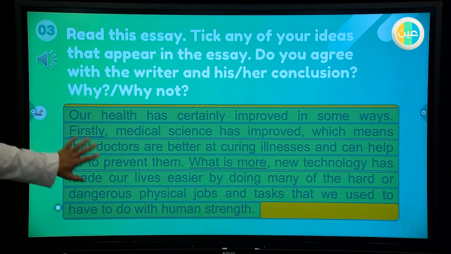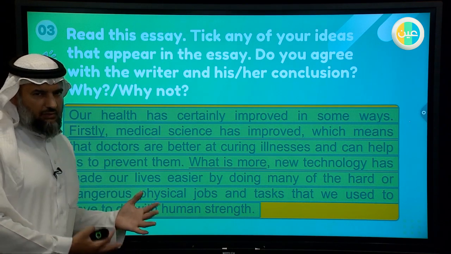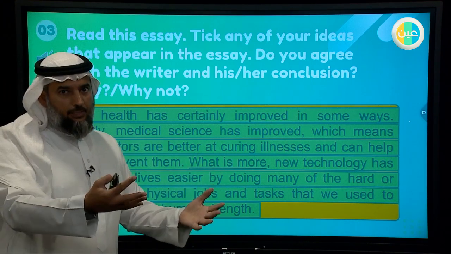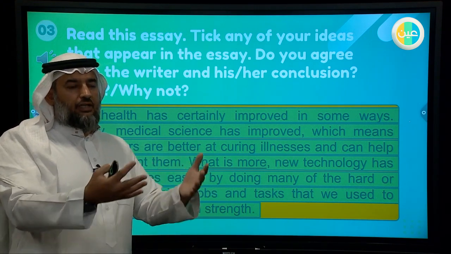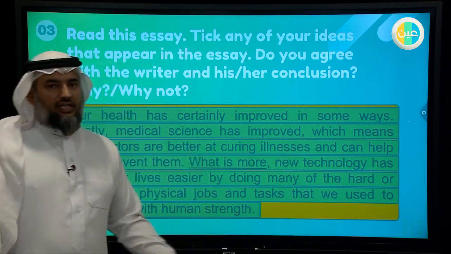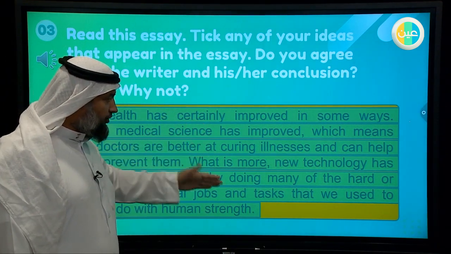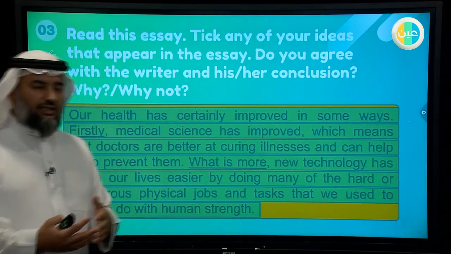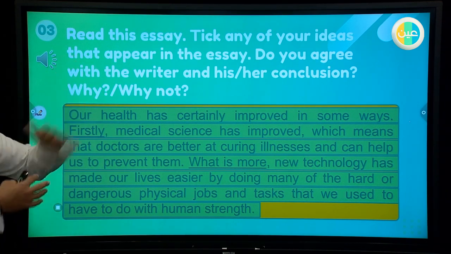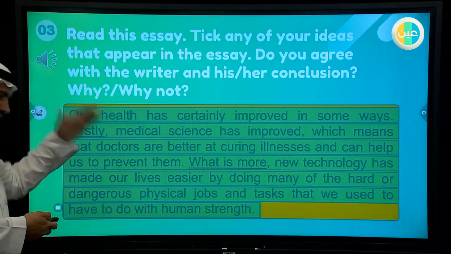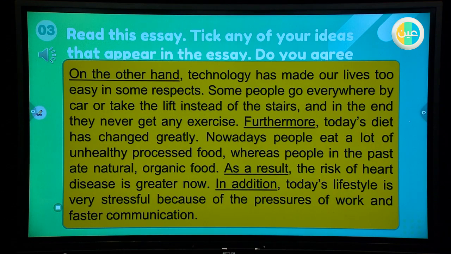Now, if you listen to this one, what is he talking about? What is he giving? He's trying to give the impression that today's life is better. He's talking about diseases and strength and everything. So he's trying to say that he's against the first one. So let's listen to the third paragraph.